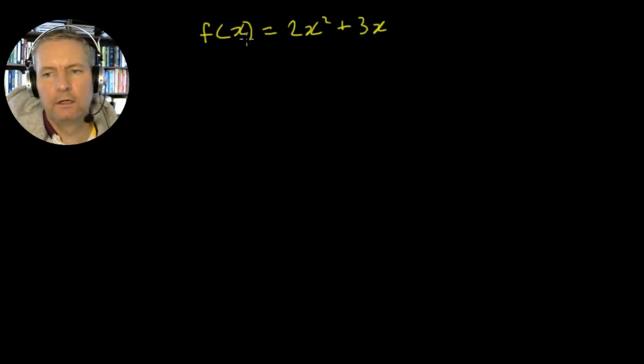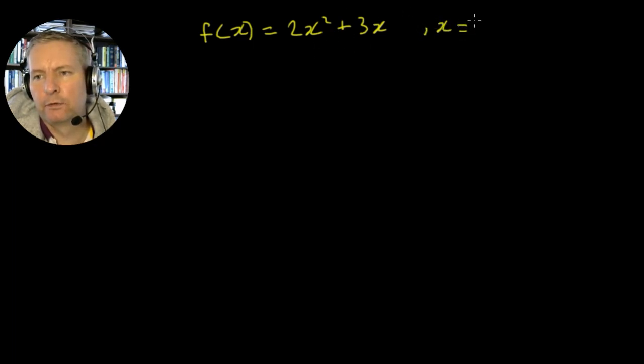So why don't you try this example here? Let's say we have a function f of x equals 2x squared plus 3x, and we want to find the gradient of the tangent to that function at a point x equals 2.